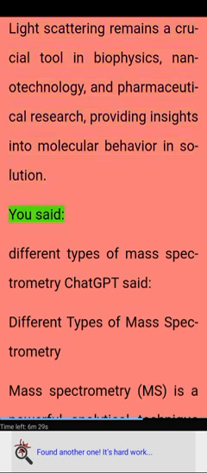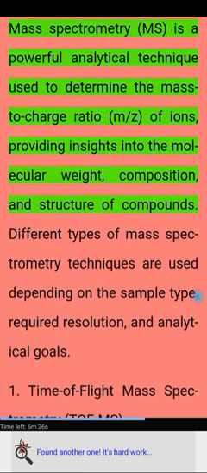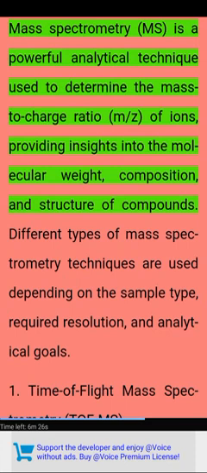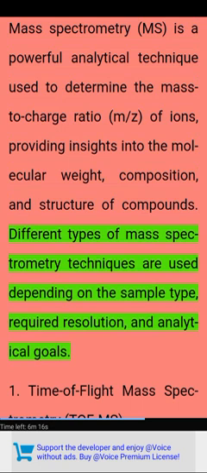Different types of mass spectrometry. Mass spectrometry, MS, is a powerful analytical technique used to determine the mass-to-charge ratio, m/z, of ions, providing insights into the molecular weight, composition, and structure of compounds. Different types of mass spectrometry techniques are used depending on the sample type, required resolution, and analytical goals.